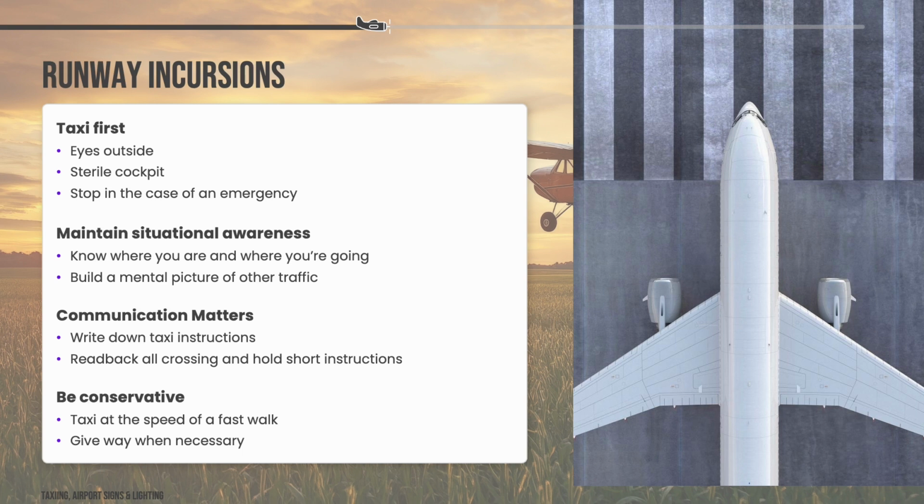Okay? Maintain your situational awareness. Know where you are and where you're going, and build a mental picture of other traffic. Okay? The big one is write down the taxi instructions and read back all crossing and hold short instructions. Sometimes this sounds like it could get tedious, but it's all for safety. Okay? So be conservative. Taxi at the speed of a fast or brisk walk, and of course, give way when necessary.